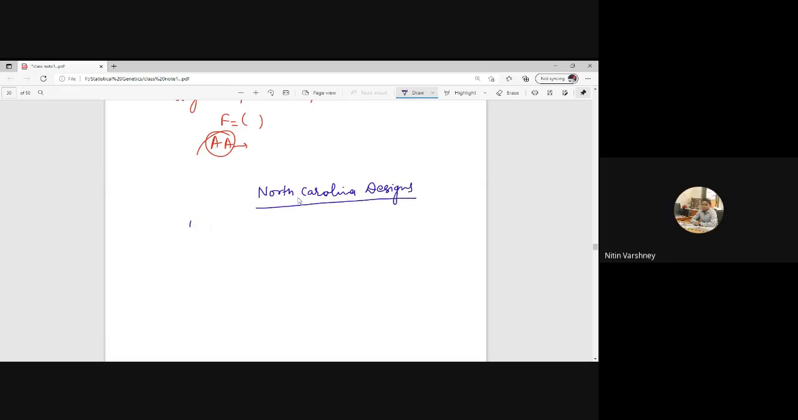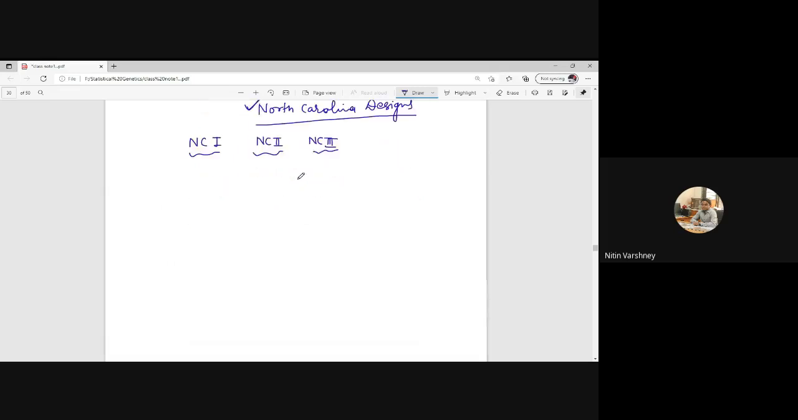So there are three North Carolina designs: NC1, NC2, and NC3. North Carolina 1, North Carolina 2, North Carolina 3. Actually there is one research station in North Carolina, and there they did the research on the different matings. On the basis of different matings, they named the North Carolina designs.